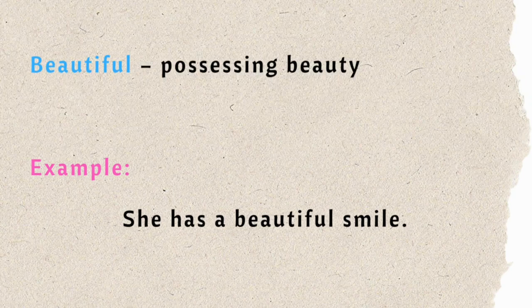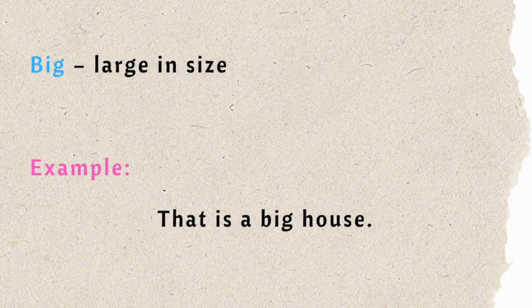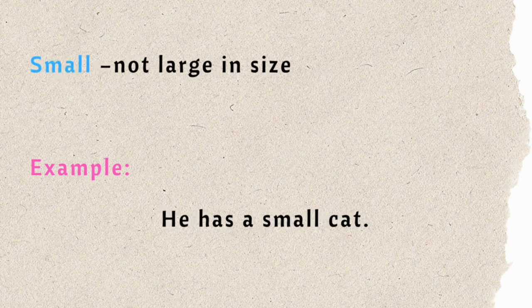Beautiful. Possessing beauty. Example: She has a beautiful smile. Big. Large in size. Example: That is a big house. Small. Not large in size. Example: He has a small cat.